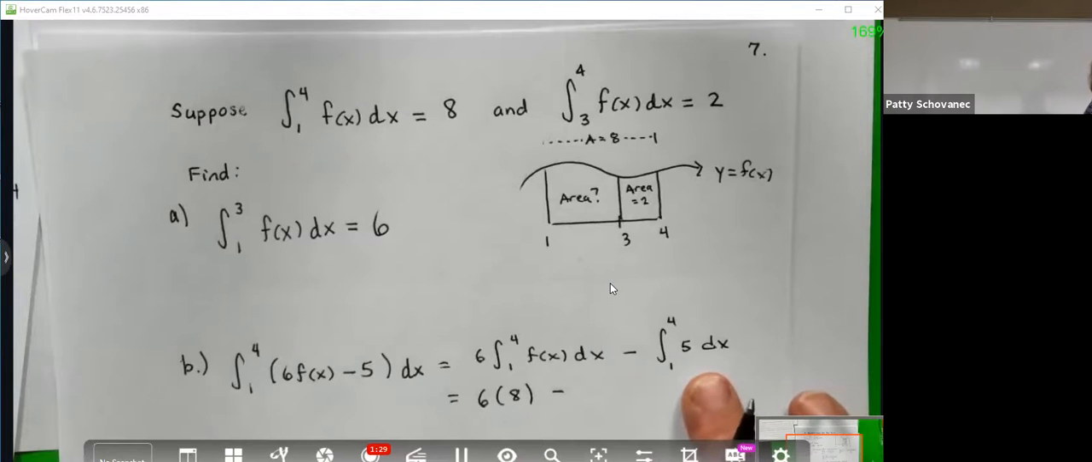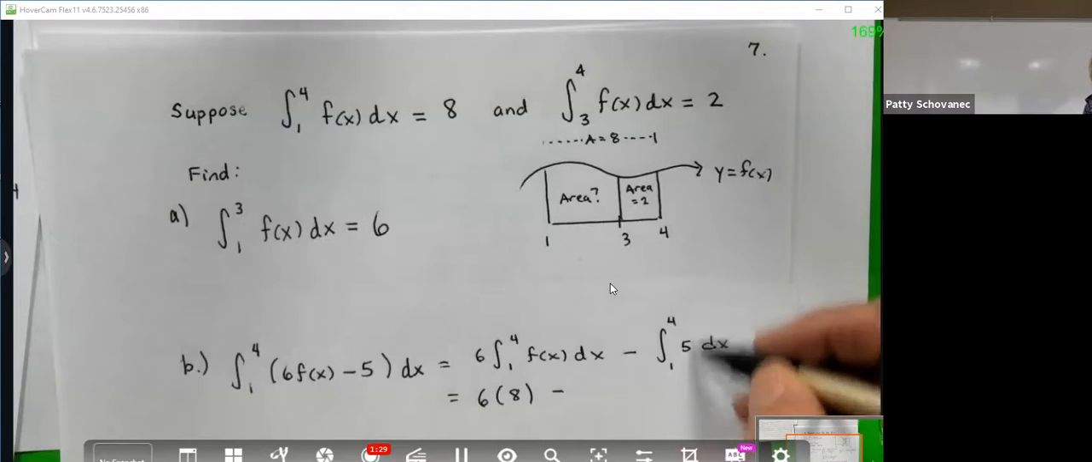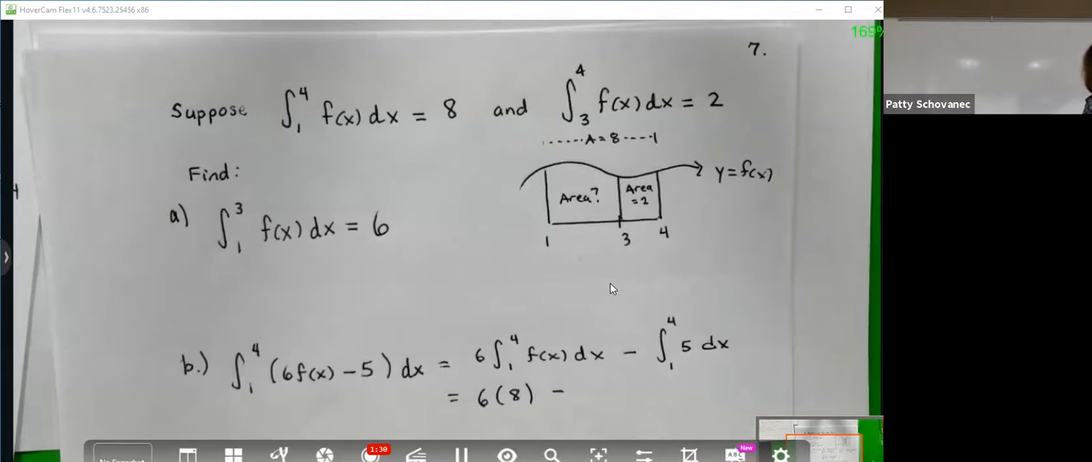Well, you can find the actual antiderivative of 5, can't you? 5x. Then you evaluate that from 1 to 4. Or you can think of this geometrically. y equals 5 is a horizontal line. I'm finding the area underneath that horizontal line between the 2 vertical lines from 1 to 4. So that's the area of a rectangle whose height is 5 and whose base width is 3. So this should give me 15.